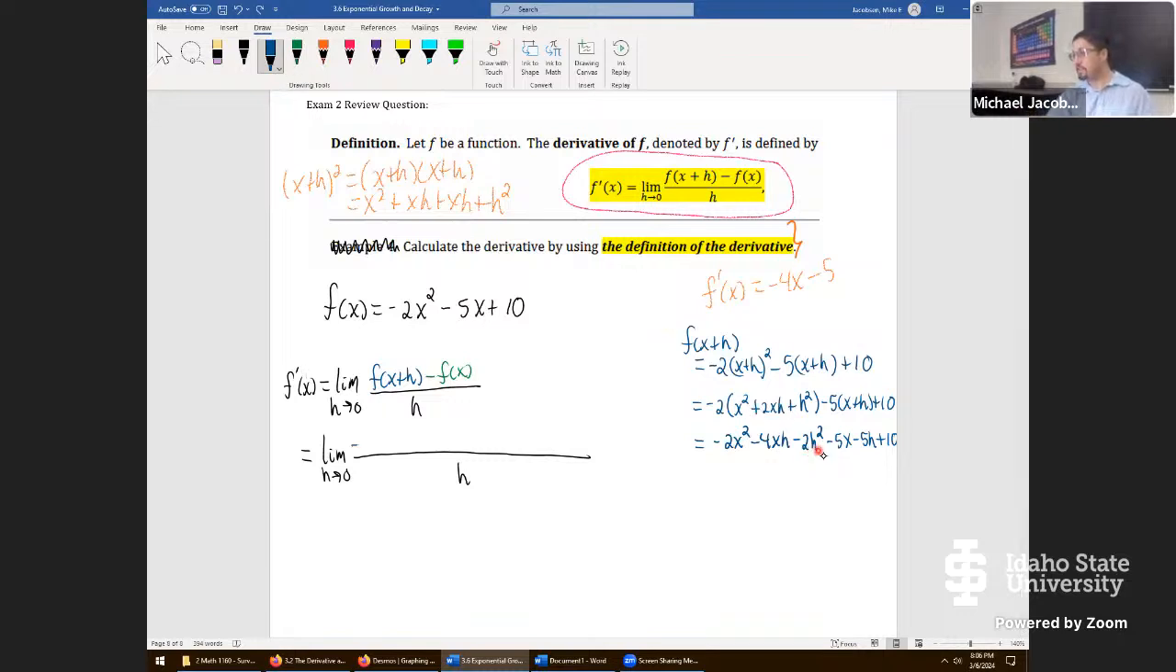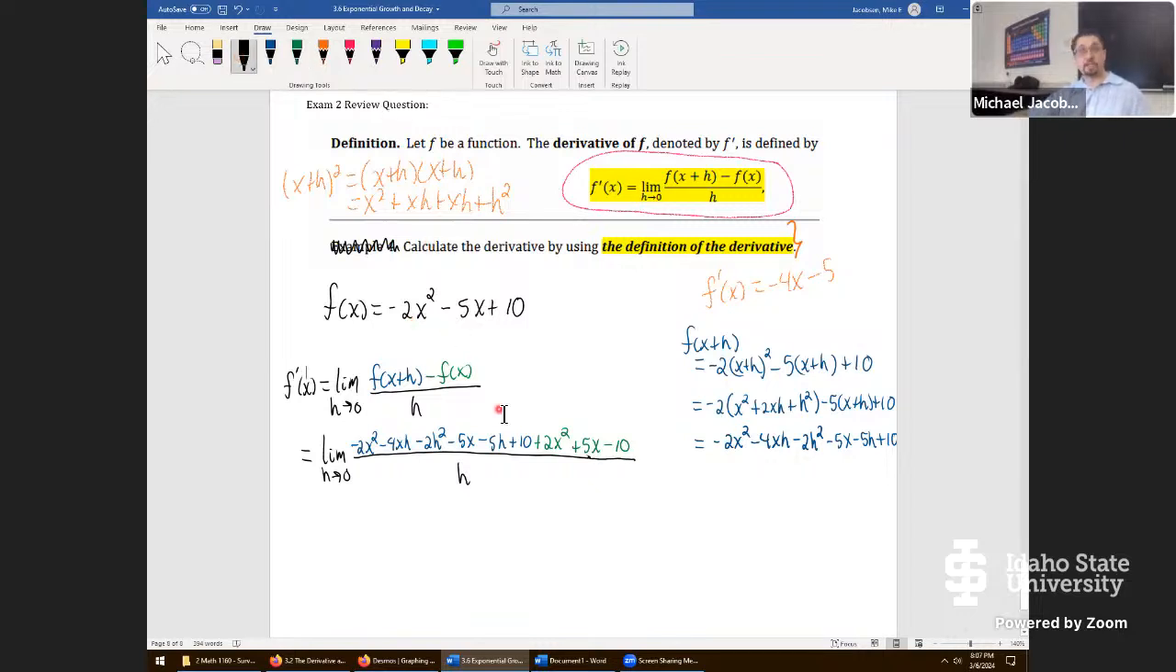So all this stuff goes in. -2x squared minus 4xh minus 2h squared minus 5x minus 5h plus 10. So there it all is. And negative f of x is the freebie. That's just distributing a negative through all of this to get plus 2x squared, flipping that sign. Flip the next sign for a plus 5x, and then a minus 10.